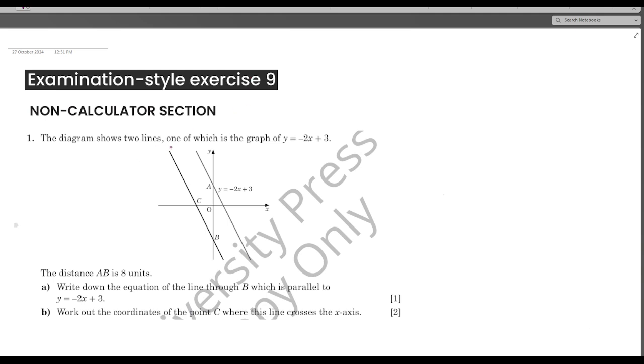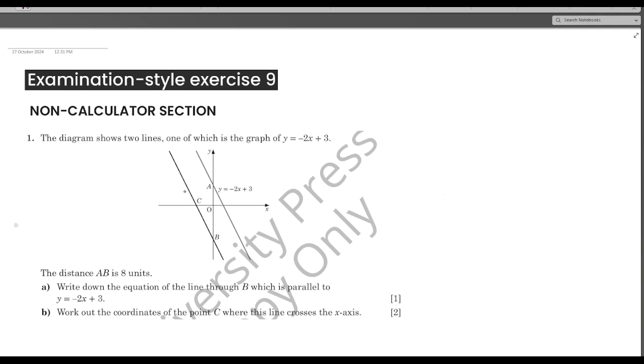The diagram shows two lines, one of which is the graph of y equal to minus 2x plus 3. The line is already shown here. The distance AB is given as 8 units. Write down the equation of the line through B which is parallel to y equal to minus 2x plus 3 and work out the coordinates of the point C where this line crosses the x-axis. Okay, so two things. First, we have to write the equation of the line.